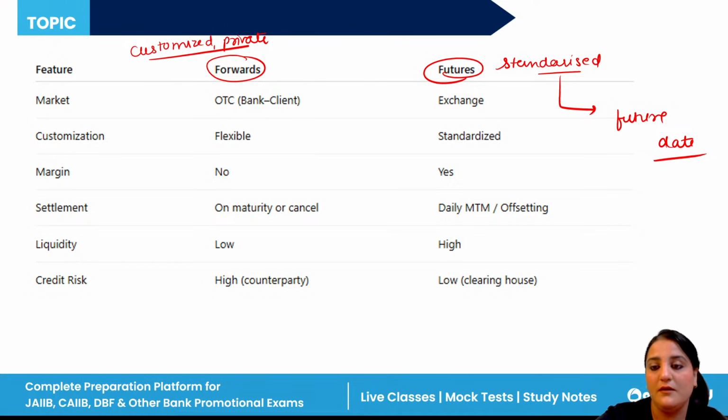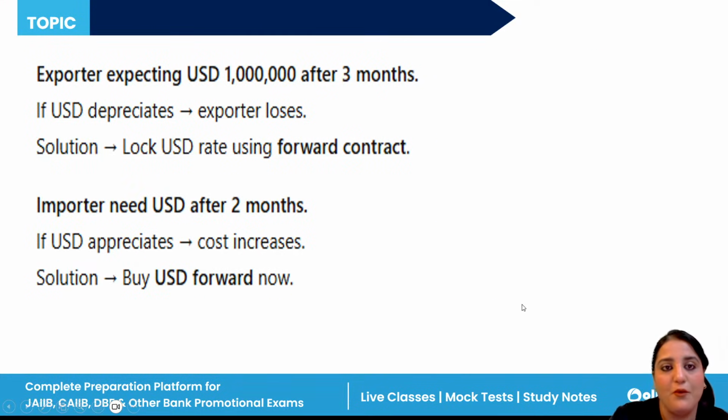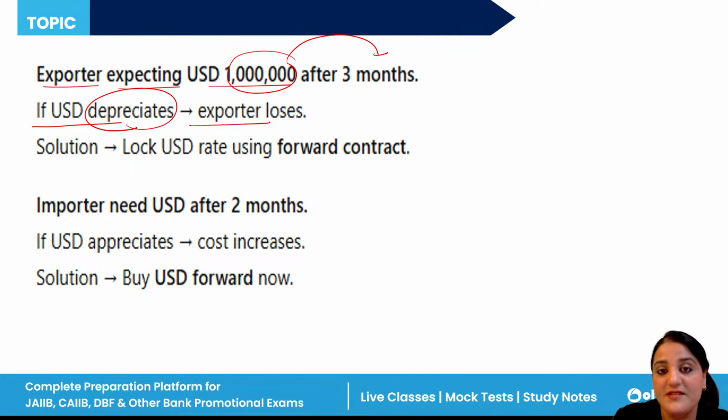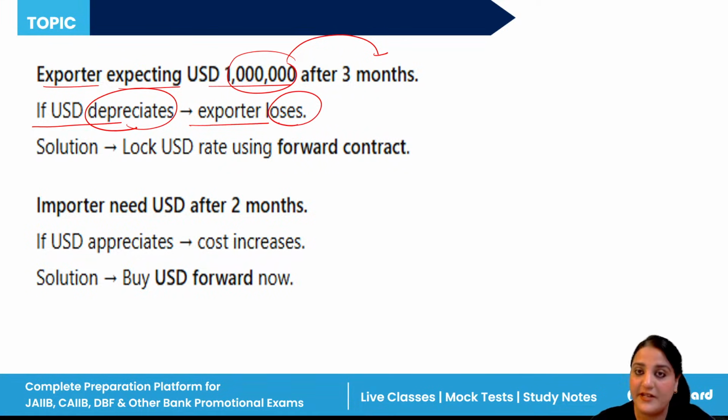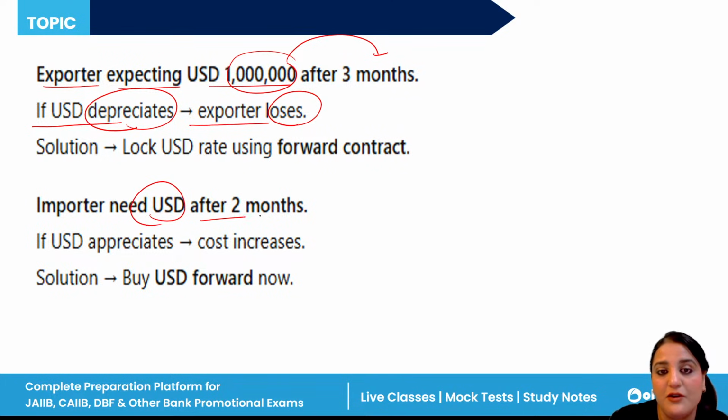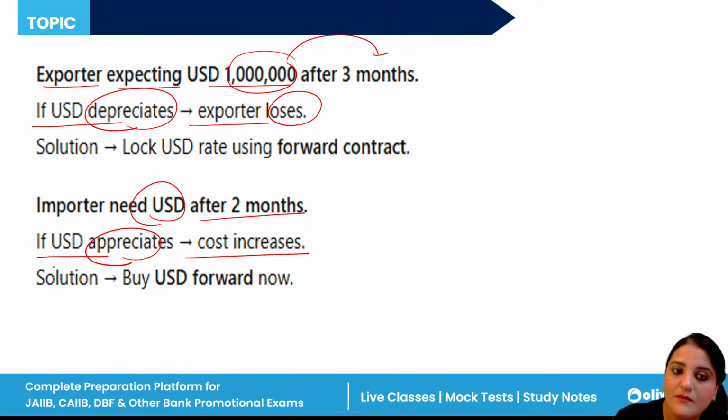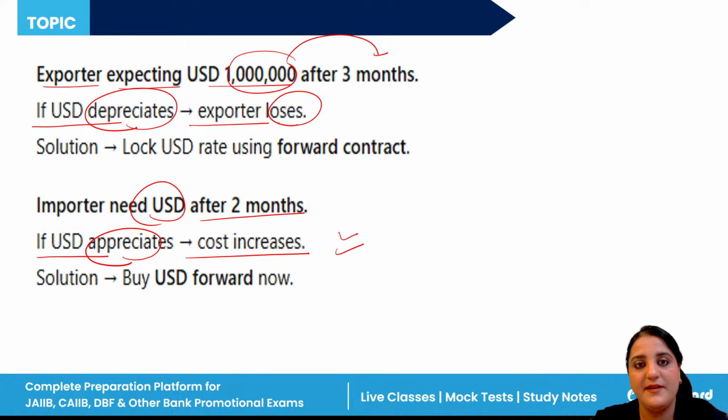Then we have here, suppose an exporter is expecting US dollar 1 lakh after 3 months. If the US dollar depreciates, obviously the exporter will lose money. So the solution: lock the US dollar rate using a forward contract today, right? And if an importer needs US dollars after 2 months, and the US dollar appreciates, the cost increases. In that case, a forward contract is the best solution for the importers as well as for the exporters, right? Is that clear why forward and futures are important?